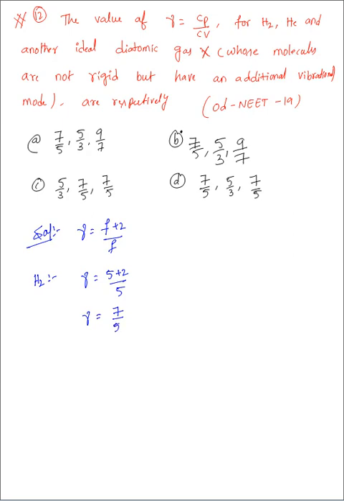Next, what they have given: helium. Helium is monoatomic, right? How many degrees of freedom? 3. So (3 plus 2) by 3. Gamma equals what we get? 5 by 3 we get.